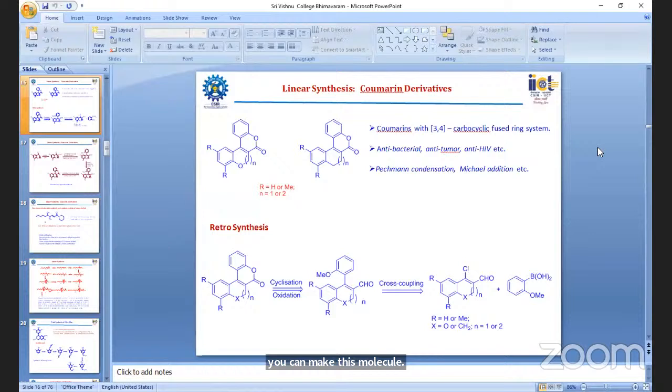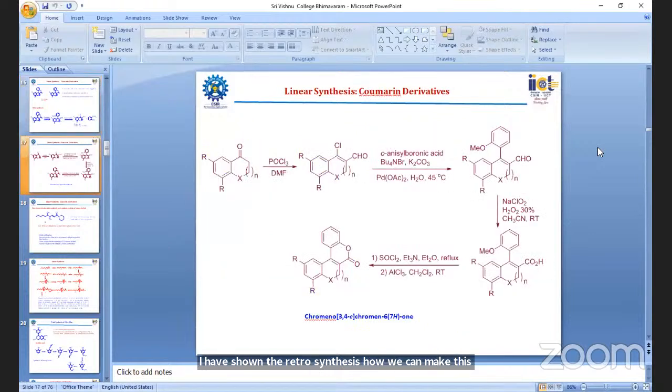So next slide. Yeah, this is the synthesis I want to show. For the particular molecule, you can make the flavanone or flavone or carbocyclic compound with the ketone moiety, where you can do the reaction with POCl3-DMF. This is the Vilsmeier-Haack reaction, where this keto can be converted to chloro and aldehyde. And after that, you can do the Suzuki coupling reaction, where chloro is there, with the anisyl boronic acid, and by using palladium acetate, you can make the C-C bond formation.